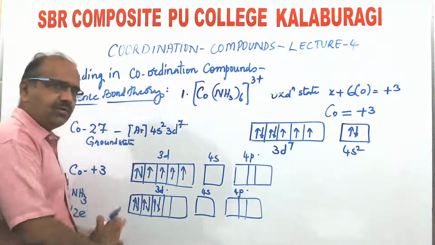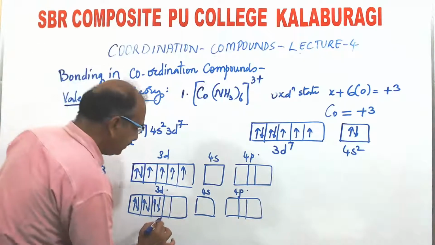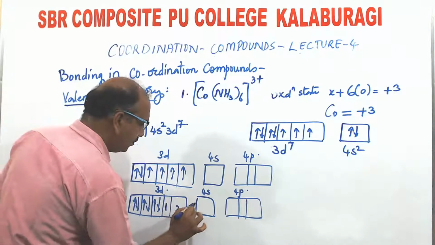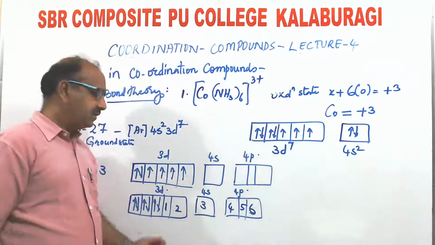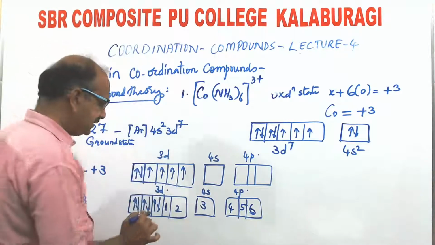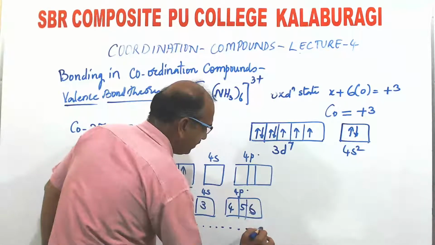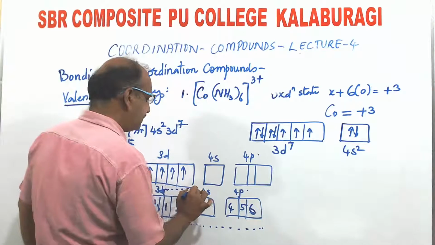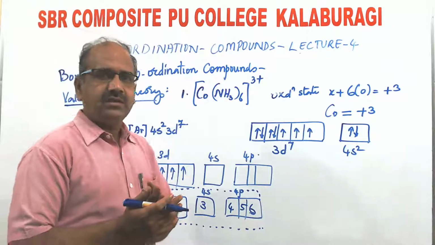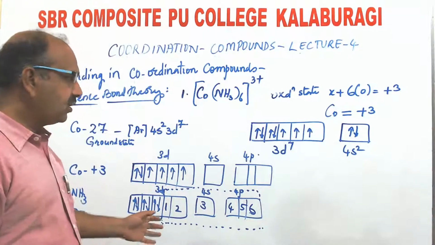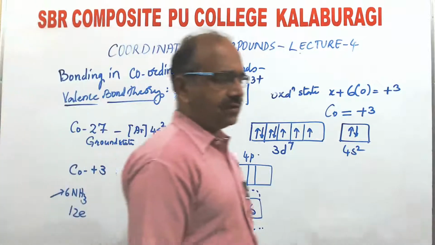So when 6 ammonias are approaching, these electrons first are paired up. After they are paired up, you require 6 orbitals, isn't it? These 6 orbitals are going to get hybridized. It can be indicated like this. Hybridization means mixing, and after mixing, all these orbitals have become of equal energy. So 6 orbitals are required for the 12 electrons of the ammonia.